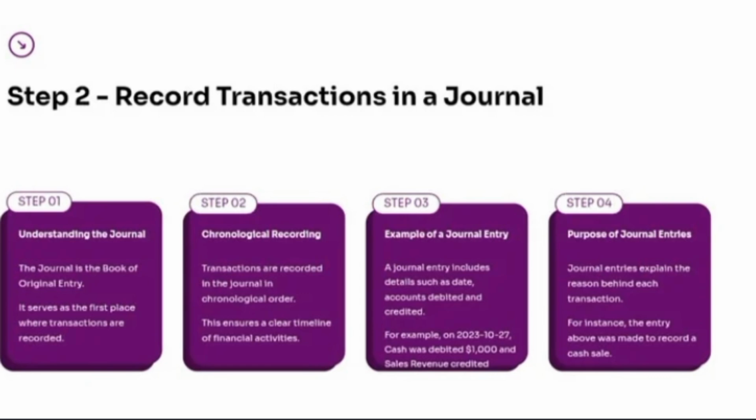The second step is recording the transaction in a journal. This is where we first write down the transaction in date order as it happened. The journal is called the book of original entry. We use the double entry system. That means every transaction has two sides. One account is debited and another account is credited. For example, if a company buys goods for cash, the purchase account is debited and the cash account is credited. This step helps create a clear and complete daily record of all business activities.